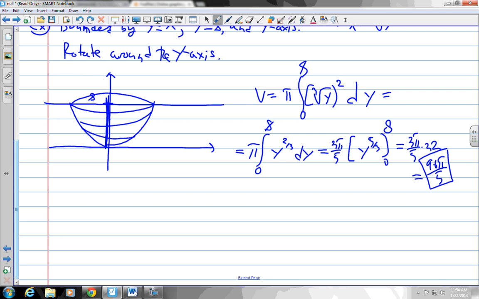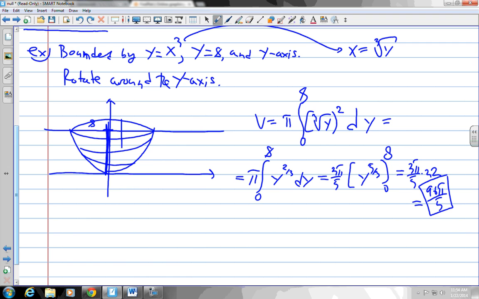96 pi over 5. And that's it. Any questions on this? You had said instead of bounded by the x-axis, you had said bounded by y equals 1 to drill a hole out. Or wait, x equals 1 to drill a hole out. Yeah, so to drill a hole out, you're looking at what the radius is. The radius is always the cube root of y minus 1 at any instance, so you square that. Okay.